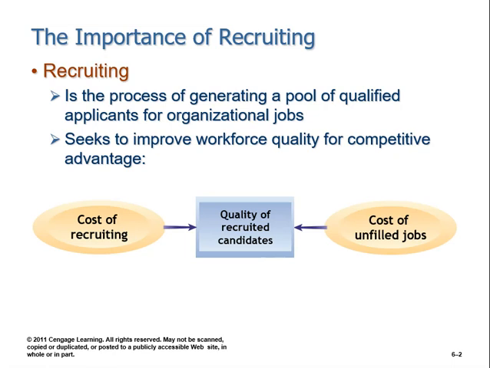Oftentimes they'll balance out the two. If it's more expensive to recruit a person than the opportunity cost of that job not being fulfilled, they may delay or not hire for that position. Or if the opportunity cost to the company is much greater than the recruiting cost, then most likely they're going to try to recruit somebody for that position right away.